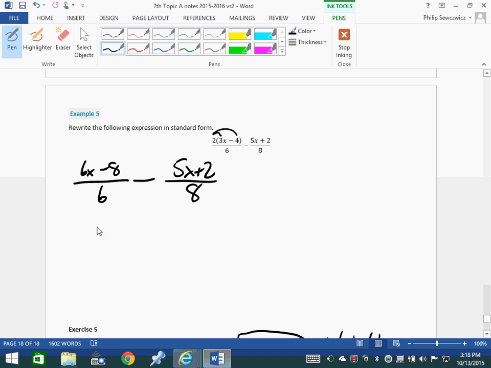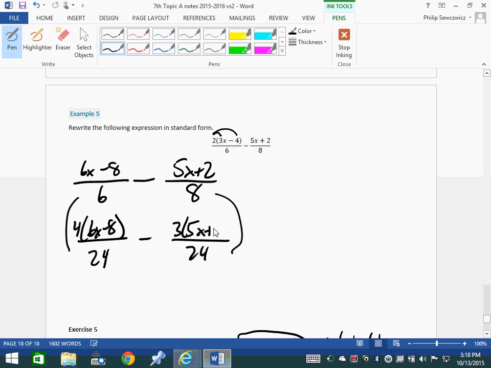Now I can get common denominators. Best choice here, how about 24? So here I'll multiply it times 4, so I've got to multiply all of that times 4. Now again, some of you are going to want to do that all at once. I'm not, I'm going to take my steps here, and try not to confuse things together.